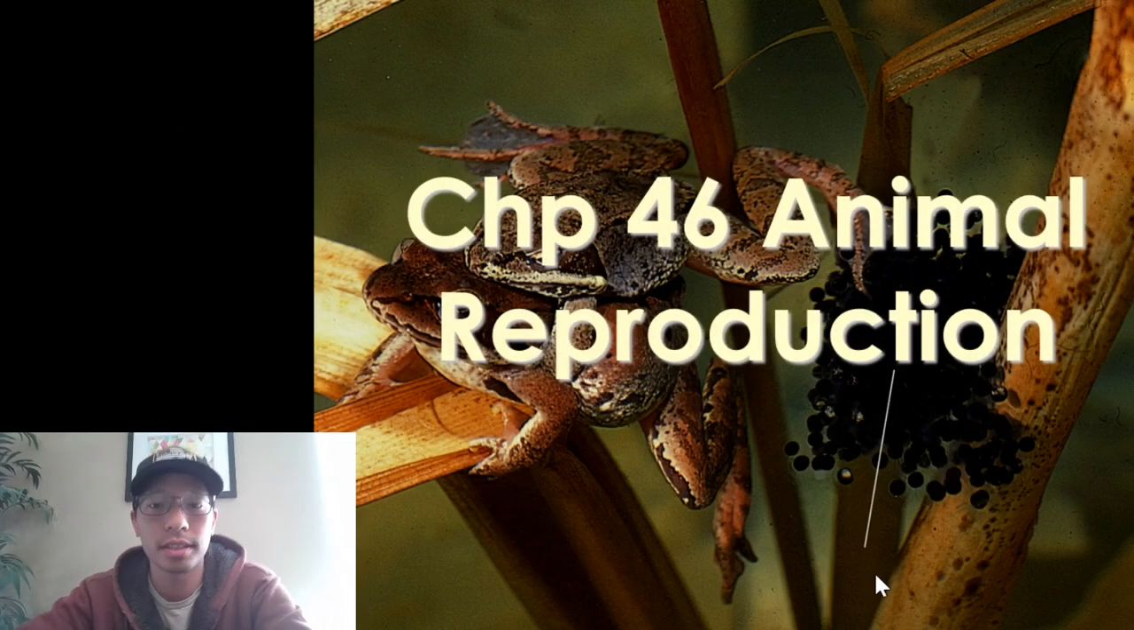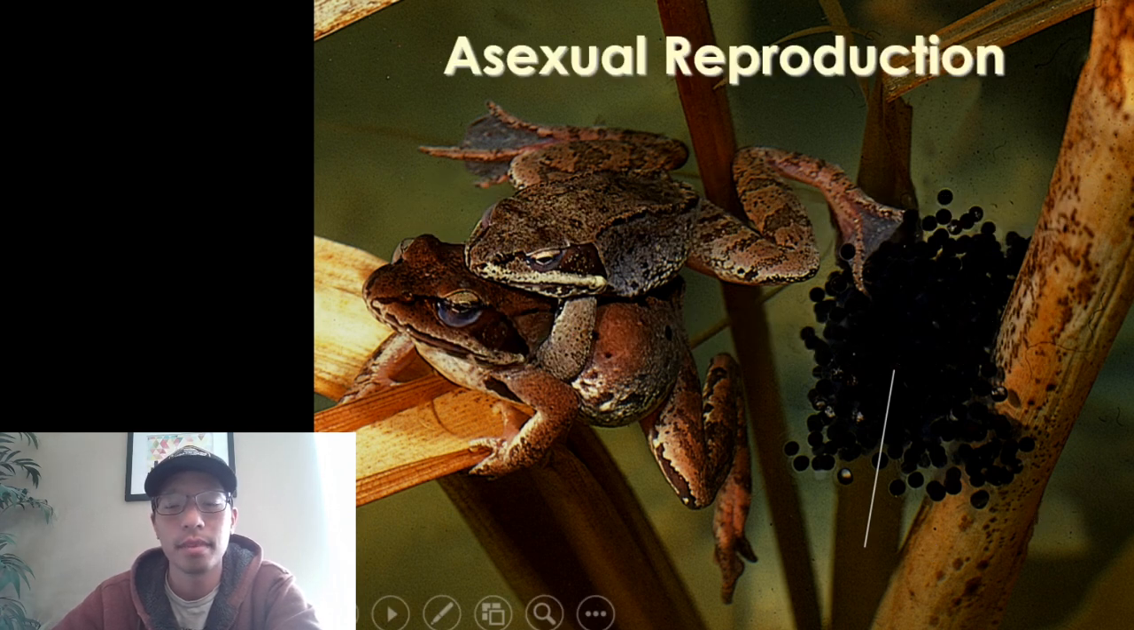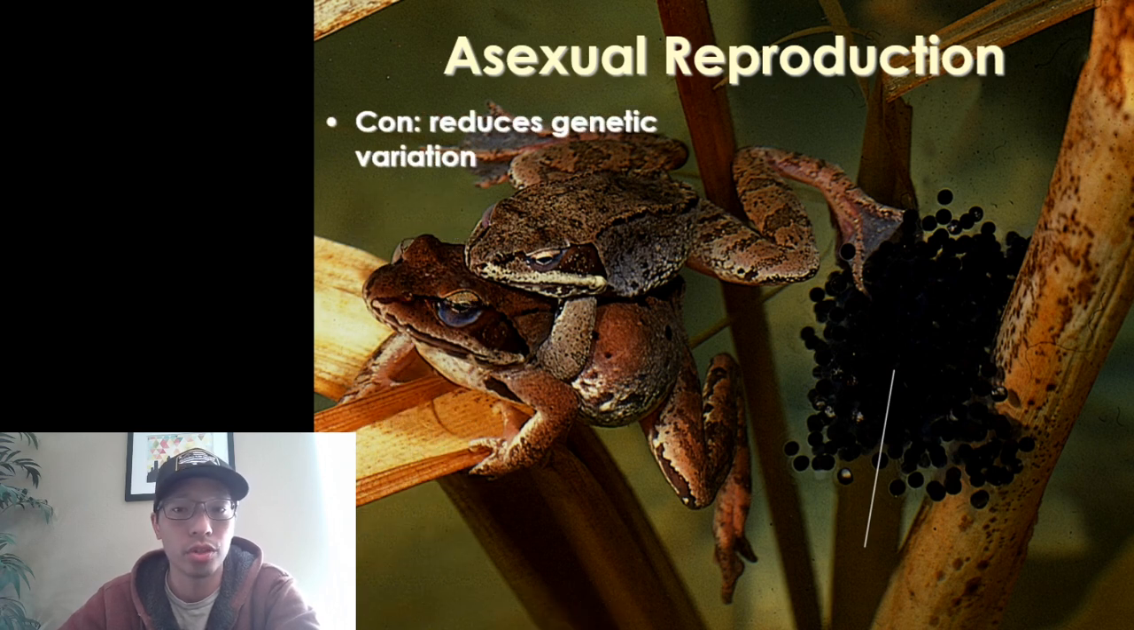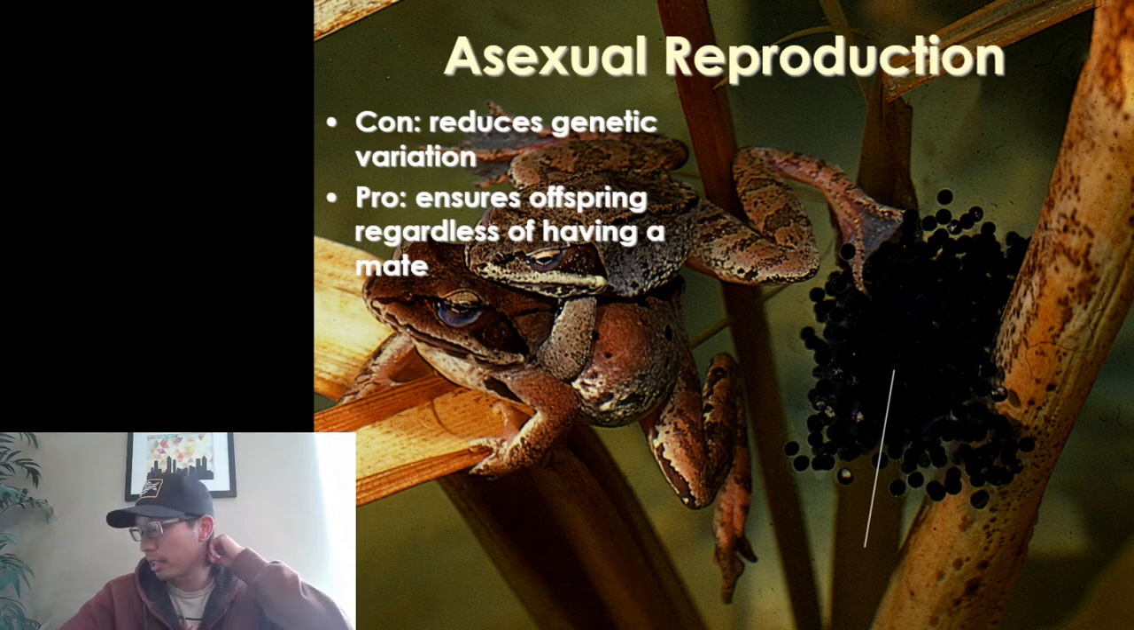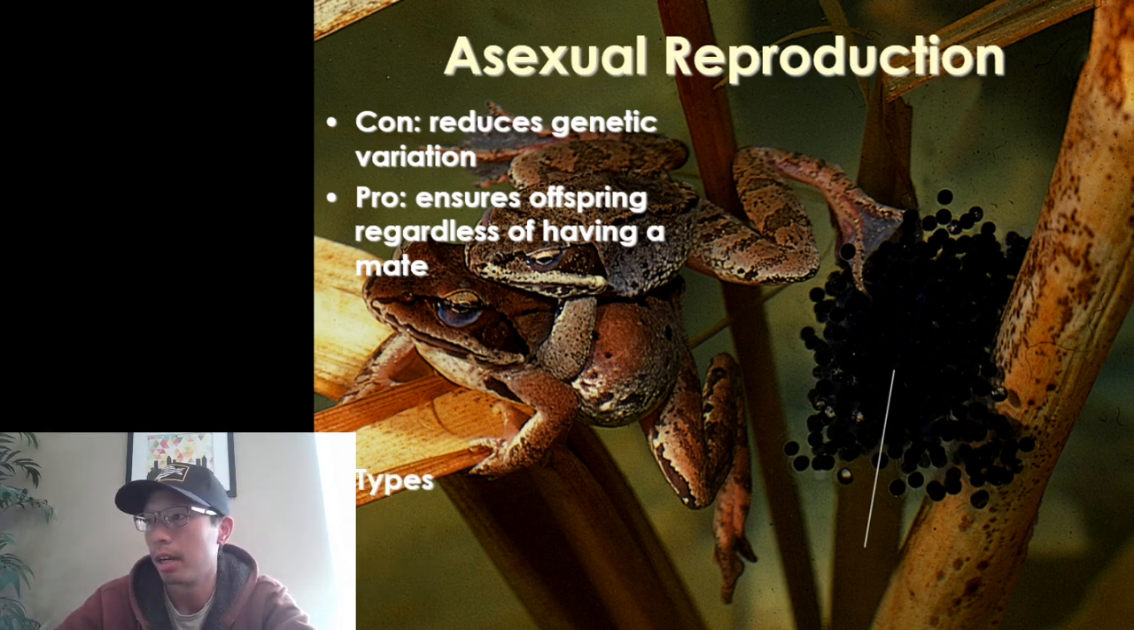So this is chapter 46 on animal reproduction, and let's begin with the different types. As you know, there's asexual and sexual reproduction. Just a quick review with you. Asexual reproduction has pros and cons. The pro is that you don't really need a partner to reproduce, so you're basically guaranteed to have offspring. The downside of that is because there's a lack of meiosis and random fertilization, you don't really have a lot of genetic variation.